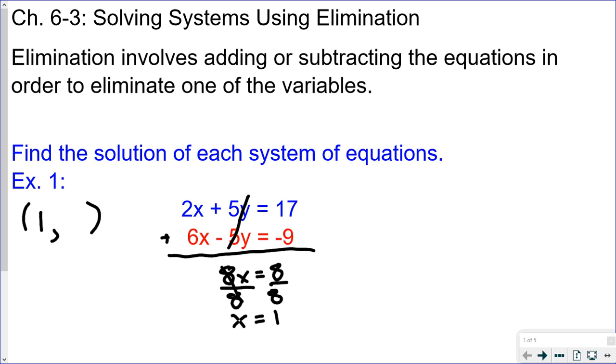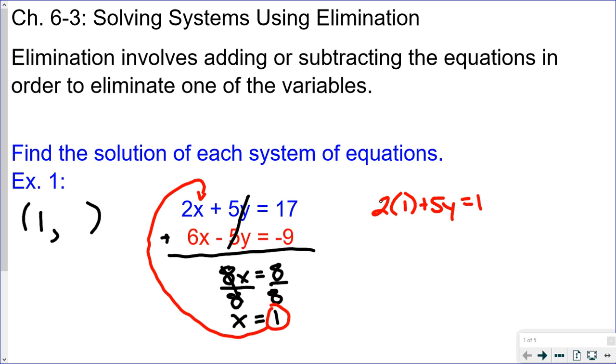All right, so now that I have the x value, in order to find the y value, all I'm going to do is take this value of x, which is 1, and plug it into either one of these equations. Doesn't matter which one I plug it into. I'm going to plug it into the blue one just because it has all positives in addition, and so there's no subtraction or negative numbers, so I'm just going to choose that one. And so I'm going to take this and substitute it in for x in this first equation. And so that's going to give me 2 times 1 plus 5y equals 17.